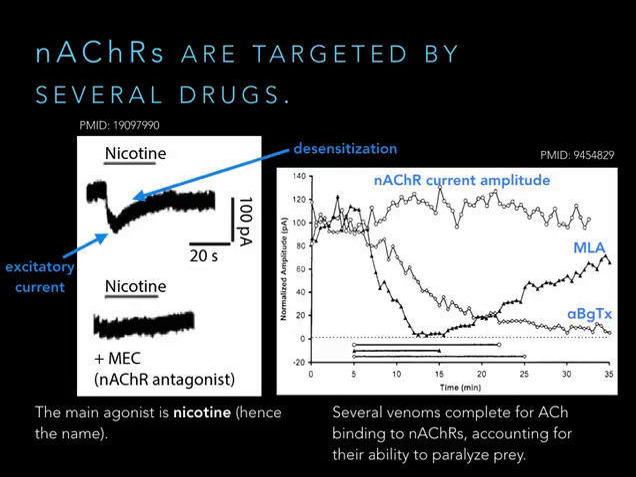So if you were to block the nicotinic acetylcholine receptor, you see no response to nicotine, telling you that nicotine is indeed activating nicotinic acetylcholine receptors. There are also many venoms that are going to act on the nicotinic acetylcholine receptor. They'll be competitive antagonists, so they're going to compete at the acetylcholine binding site. For example, alpha bungarotoxin and MLA shown here.